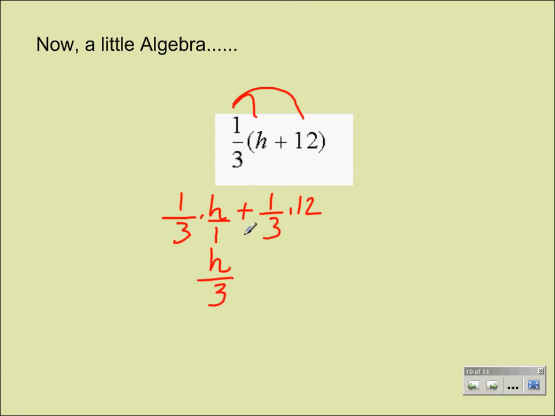Over here on this side, though, we bring down our plus sign. On this side, we would put a 1 under the 12, but we have some canceling that we can do. A 3 can go into 3 one time, and a 3 can go into 12 4 times. Once we do that, we finish and multiply. 1 times 4 is 4, and 1 times 1 is 1. We can simplify this even further, and when we take it to our last step of simplification, we get h over 3 plus 4.